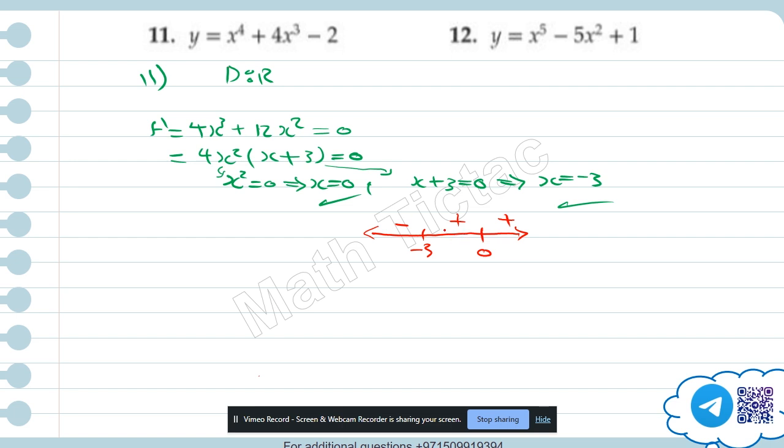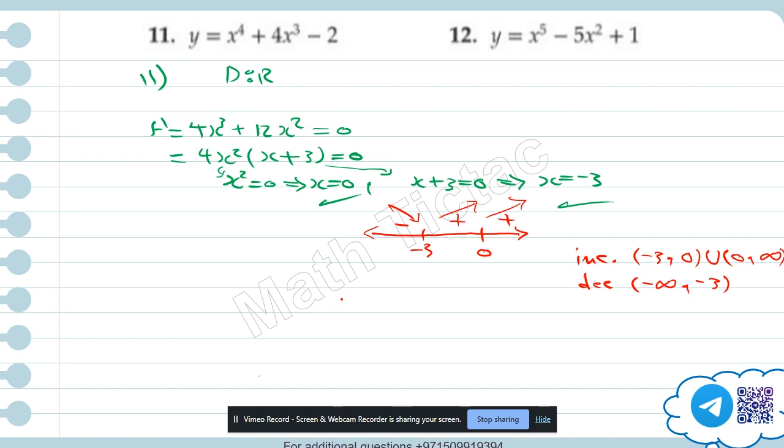So I will write the increasing interval is from minus 3 to 0, union with 0 to infinity. Okay, and the decreasing interval, it will be from minus infinity until minus 3. And that's it. If you would like to find the critical numbers, already these numbers are critical, 0 and minus 3, if you remember what we have done before. So that's it.